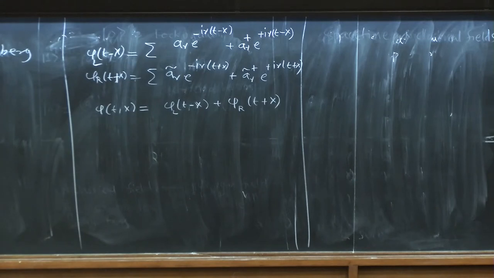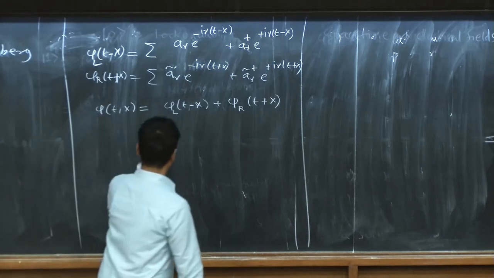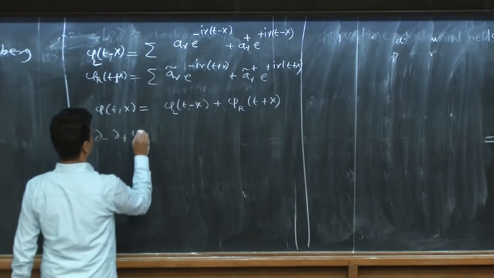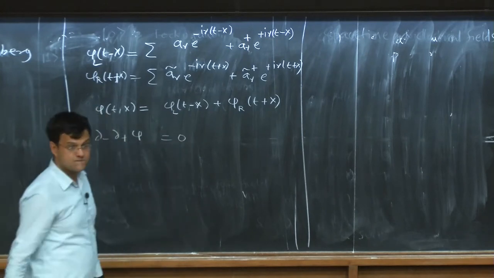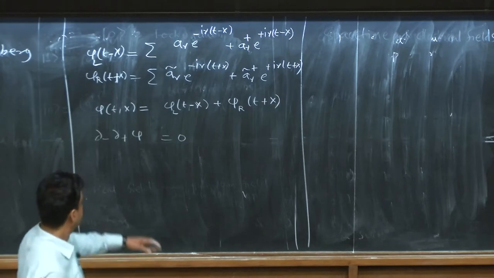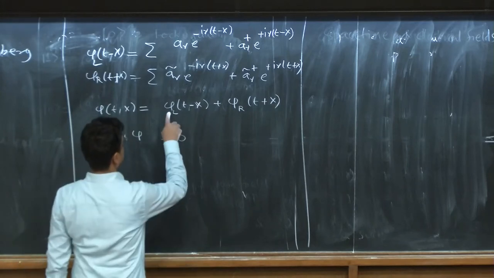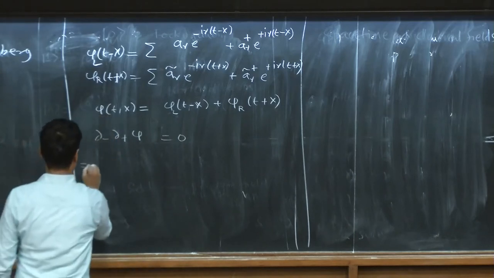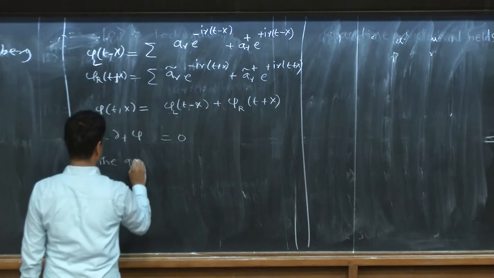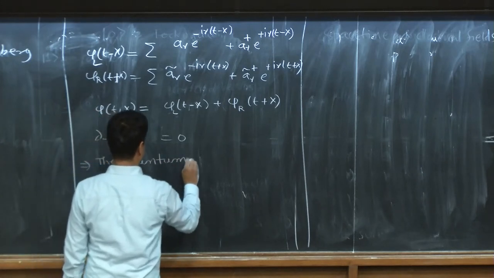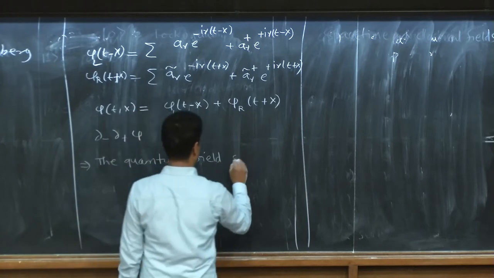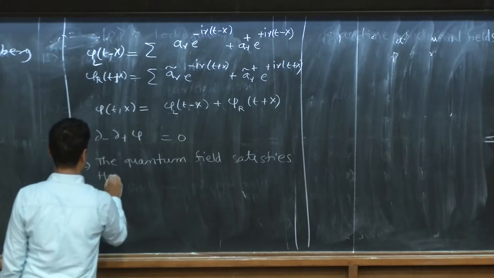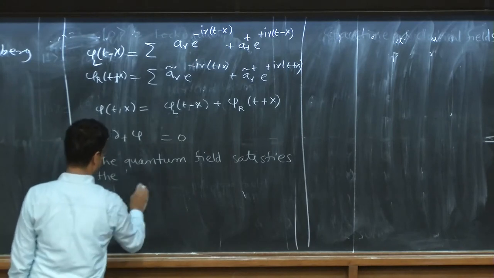Why do I do this? It will become clear to you in a moment. By construction, del minus del plus phi is equal to 0. Because you see, the quantum field satisfies the Laplace equation, or the Lorentzian equation.